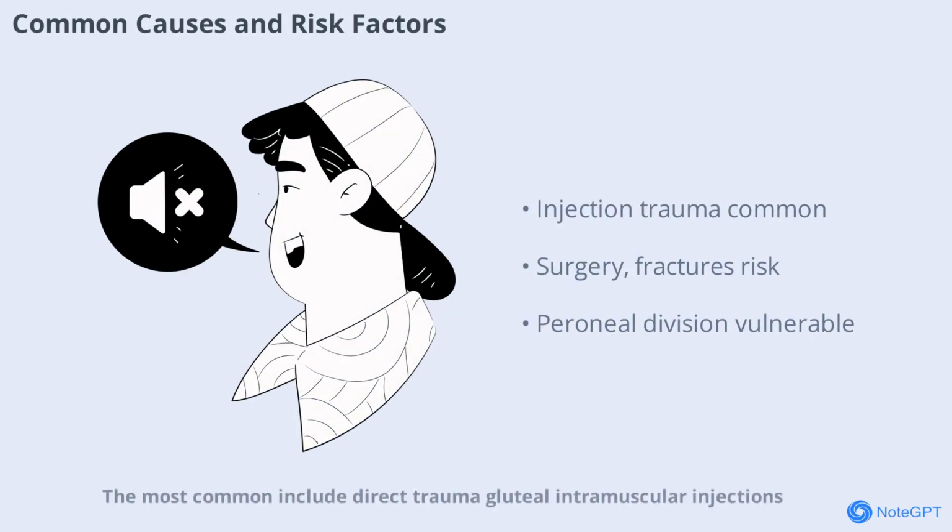The most common include direct trauma, gluteal intramuscular injections, pelvic or hip surgery, bone fractures, and even prolonged positioning during surgical procedures. Other less frequent causes are tumors, hematomas, autoimmune conditions, and vascular issues. Notably, the peroneal division of the sciatic nerve is more prone to injury, especially in cases involving excessive traction or anatomical variation. Recognizing these risk factors is vital for both prevention and effective management of sciatic neuropathy.